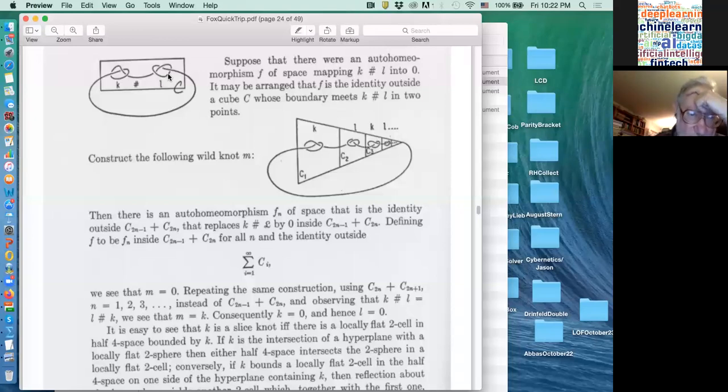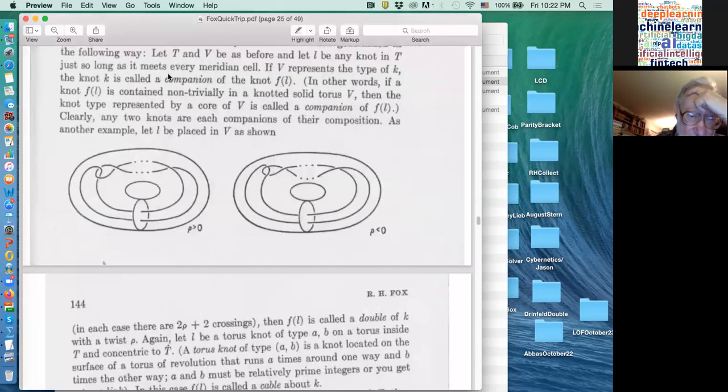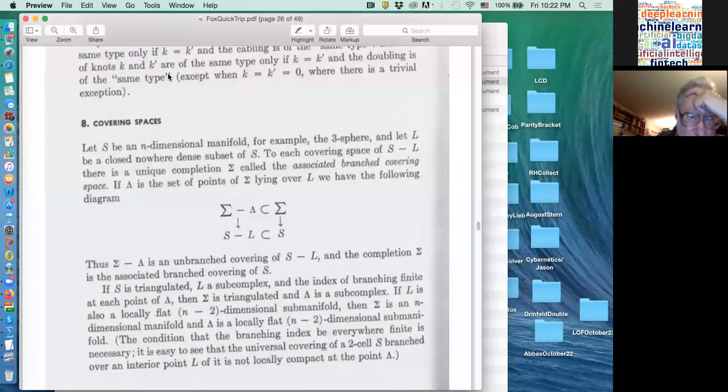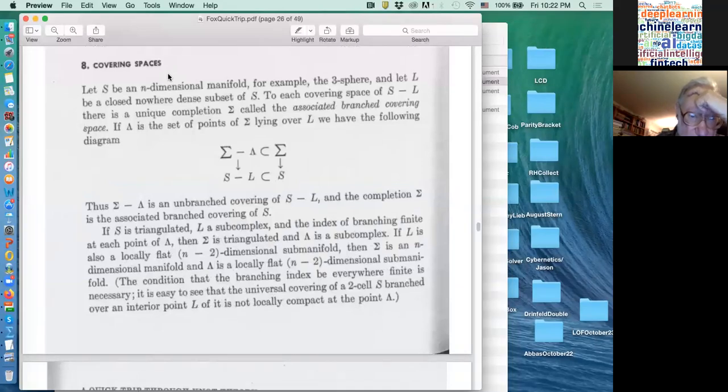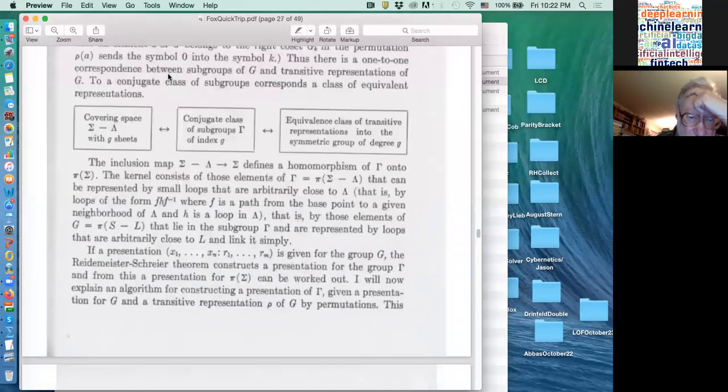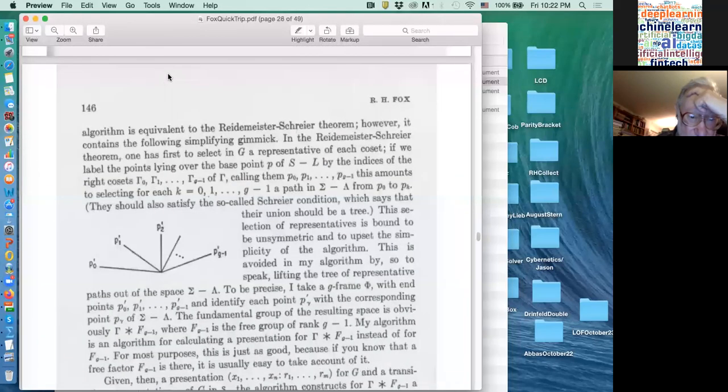Anyway, this is a stimulating part of the paper, Fox. And I'm just giving you a little tour of Fox's paper. Then he talks about covering spaces and branched covering spaces related to knots. And that's a whole topic of great interest and still is.